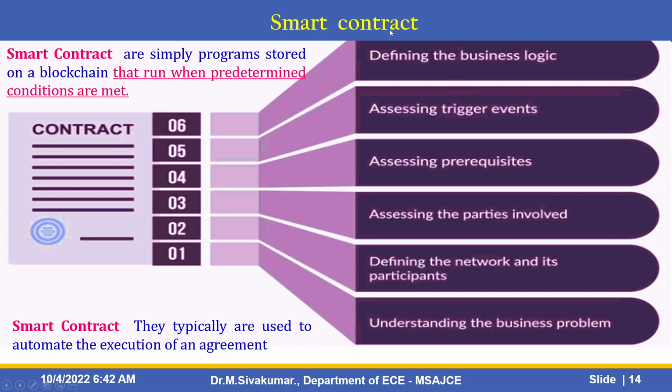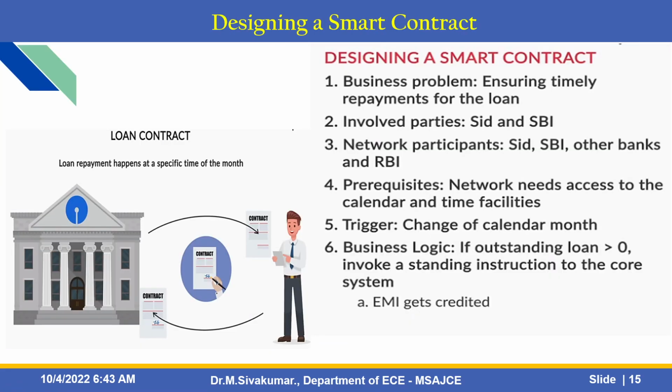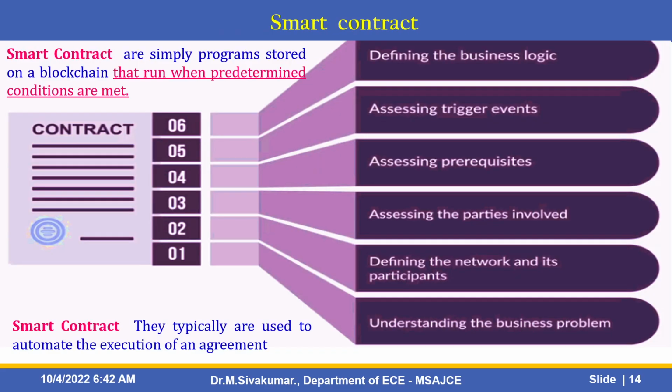A smart contract is nothing but an agreement, an automation process through this blockchain technology. Here we are taking a simple example called a loan contract. A loan repayment happens at a specific time of the month. How can we do this with a smart contract? First, you know very well, just to understand these 6 rules.